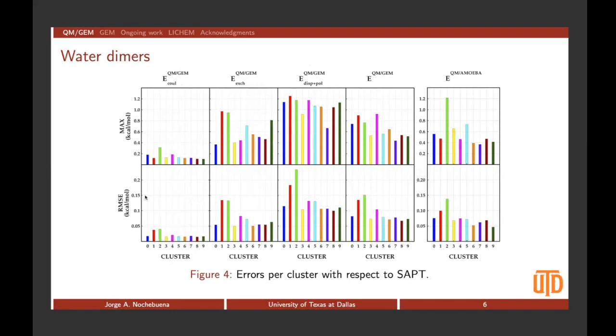It is less than 0.15 kilocalories per mole for the exchange, and the polarization plus dispersion is a little bit higher, and this causes the total energy to have a similar error, but these errors are in the same range as the AMOEBA polarizable force field compared to the SAPT values.